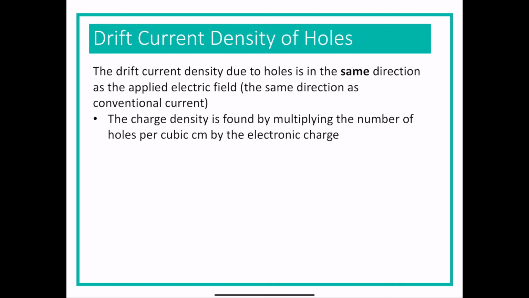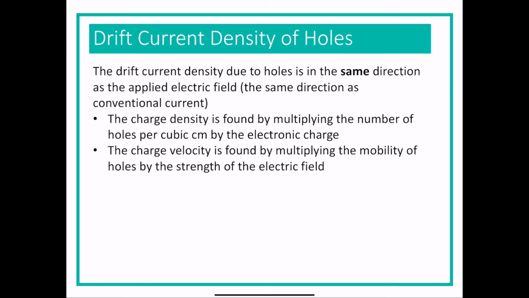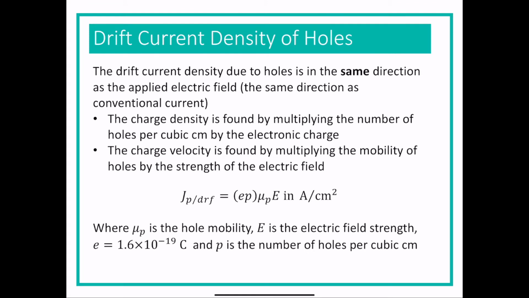We find the charge density by multiplying the holes per cubic centimeter by the electronic charge. And then we can find the velocity by multiplying the mobility of the holes by the strength of the electric field. So the entire current density is just found for holes by taking e times the number of holes, and that little p is just the number of holes. I know you usually see a p sub 0 or whatever, but that's all it is. That's just how many holes you have. Times the mobility, which you can look up, times the electric field, which we decide what that is.